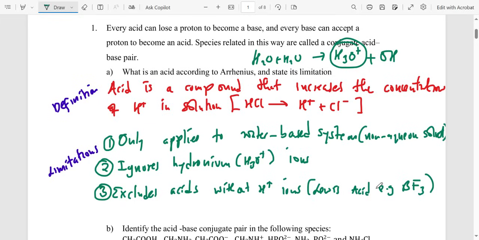And then the fourth limitation is that this definition does not explain acid-base reactions that occur outside water. So those are the limitations. I hope that's okay. Please, if you have a question, feel free to ask.